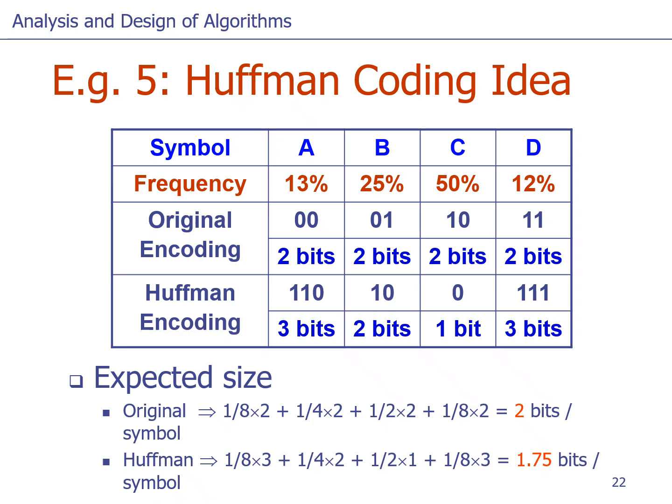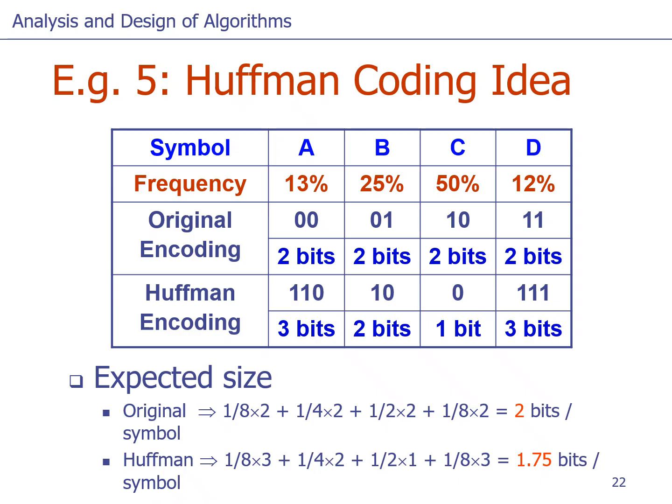You might be wondering, perhaps, what's this 1/8, 1/4, half, and 1/8 that I'm using in the equations at the bottom? Now, I only have here 4 letters. So if I say that C is 50% of the letters, then that's a half. I will multiply it by 1 because I'm using 1 bit for C. And if I say that D is 12%, that's 1/8. I'll multiply it by the 3 bits I'm using to represent the D. The same thing for the A. And the B is 25%, that's 1/4. I'll multiply it by 2 bits because I'm going to use 2 bits for B.